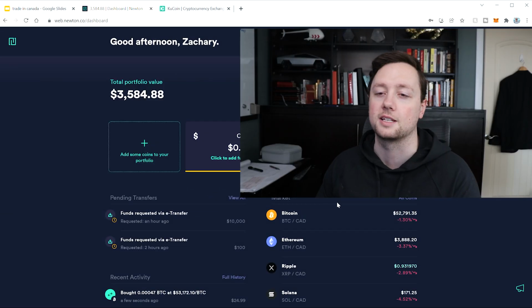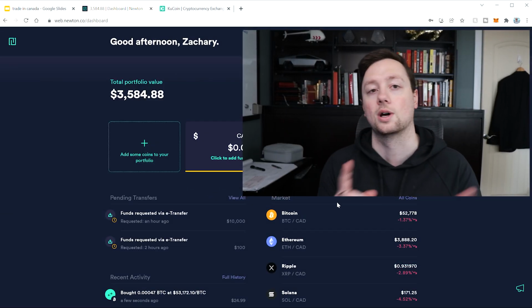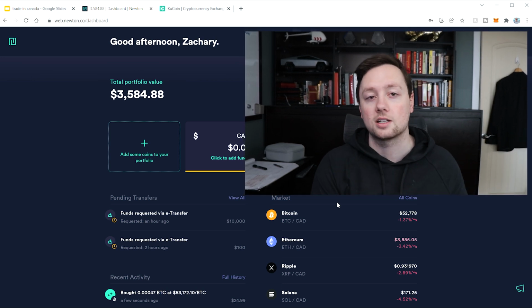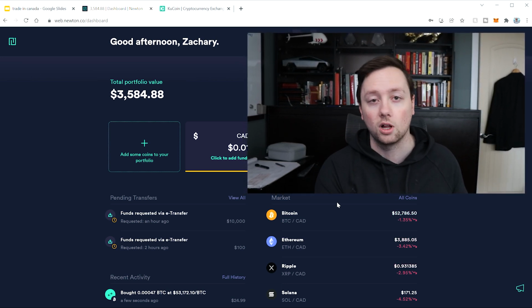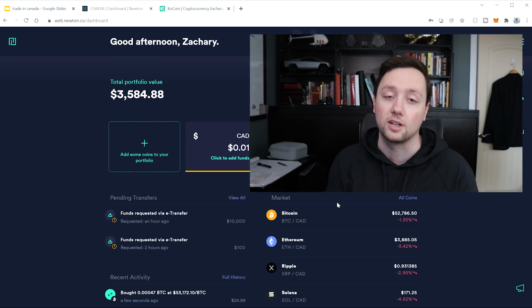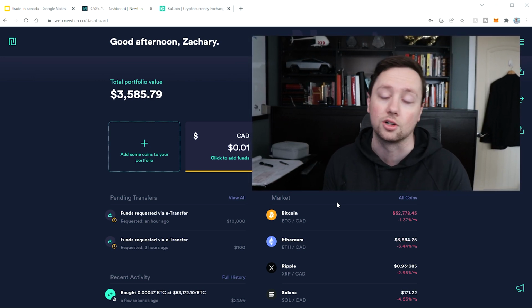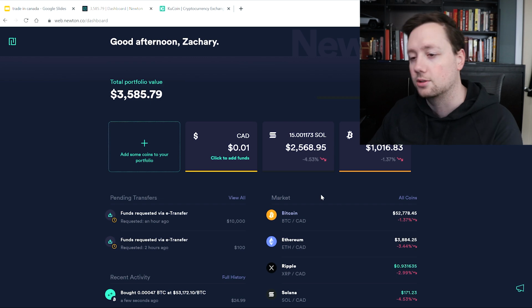So super, super nice. And that's the advantage of Newton over Wealthsimple. Wealthsimple, you cannot send cryptocurrency to and from different wallets. Whereas with Newton, you can do that very easily. And you also have a $10,000 e-transfer limit, which is absolutely fantastic.